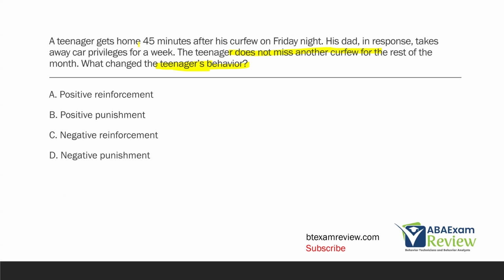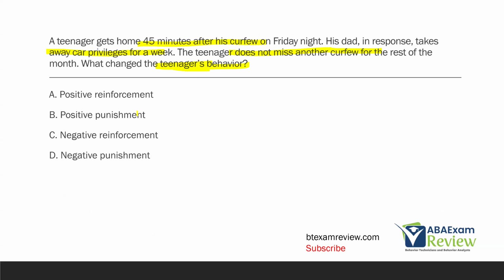Why? Well, after he got home late, the dad took away car privileges. So the dad used punishment. Well, what type of punishment? Well, since something was removed, the privileges were taken away. That stands for negative, right? Positive means something's added, negative, something's taken away.